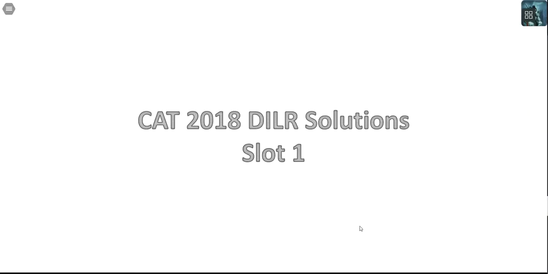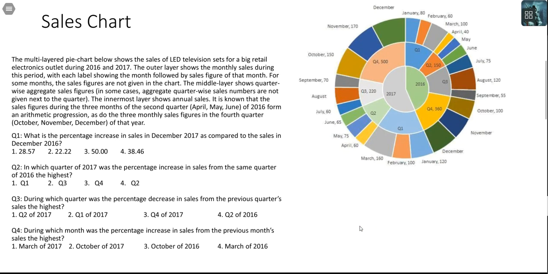Let's look at this question from CAT 2018 DILR section. You were given a sales chart and then some text was given next to it. The multi-layered pie chart below shows the sales of LED television sets for a big retail electronics outlet during 2016 and 2017. The outer layer shows the monthly sales during this period, with each label showing the month followed by the sales figure of that month. For some months, the sales figures are not given in the chart.